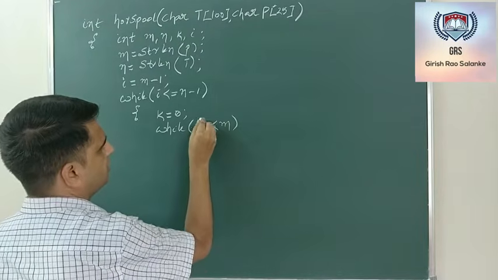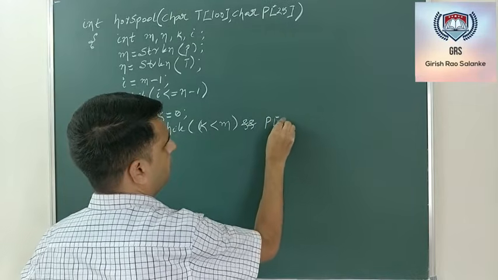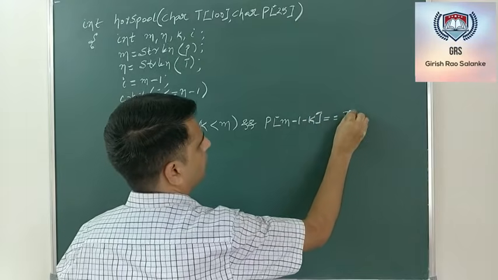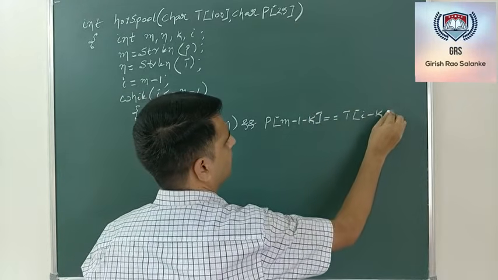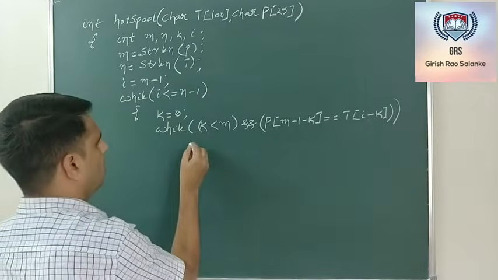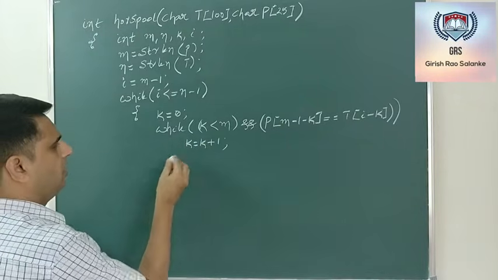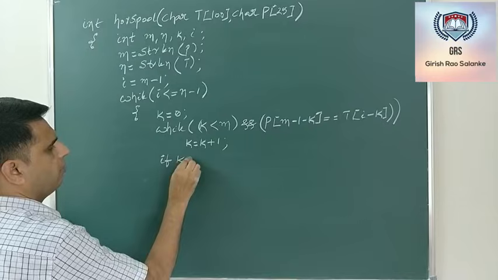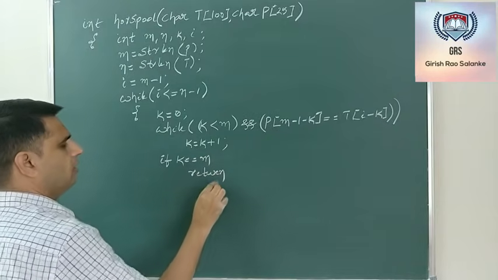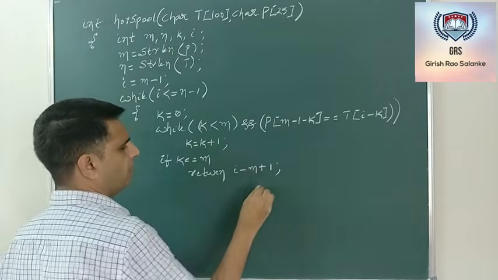This was the first condition, and p of m minus 1 minus k is equal to p of i minus k. This was the second condition. If this condition were true, I used to update my k: k is equal to k plus 1. Now after updating, at any point, if my k is equal to m, I need to return the position of the pattern in the text. Return i minus m plus 1.